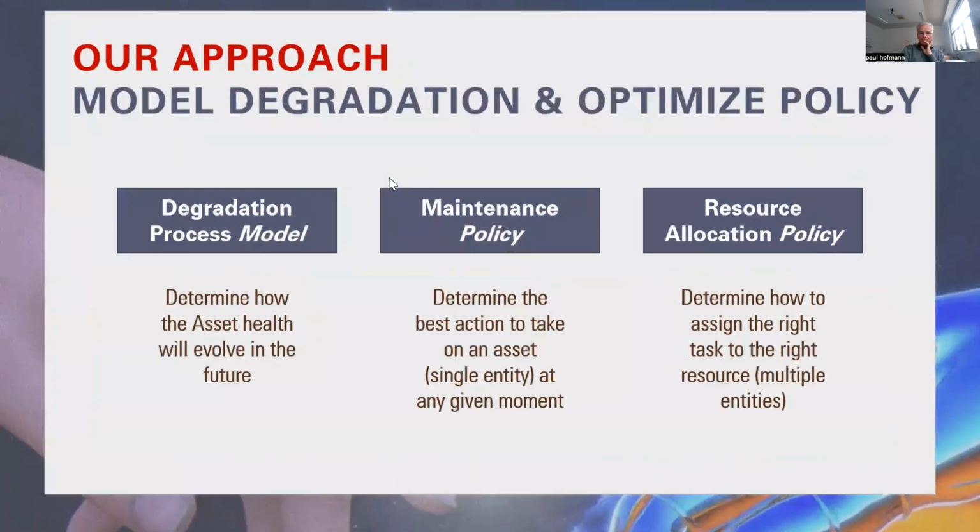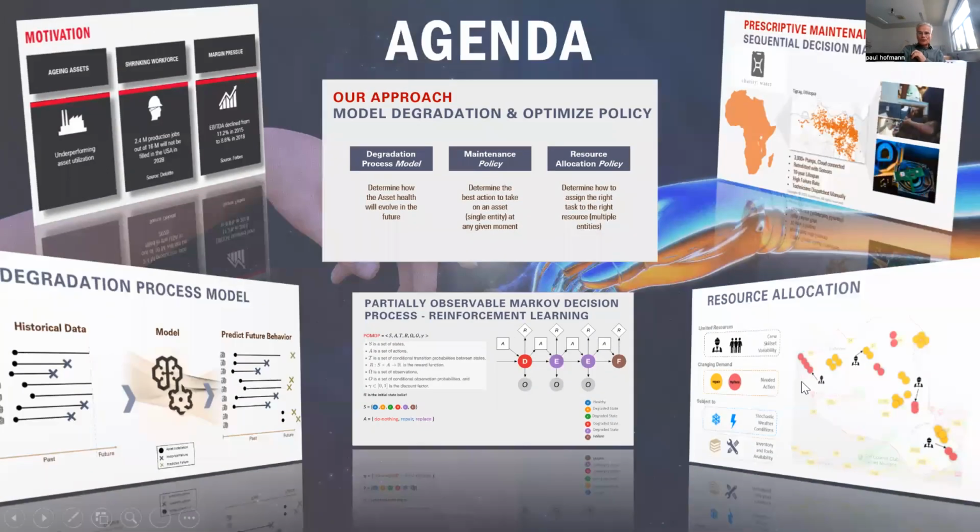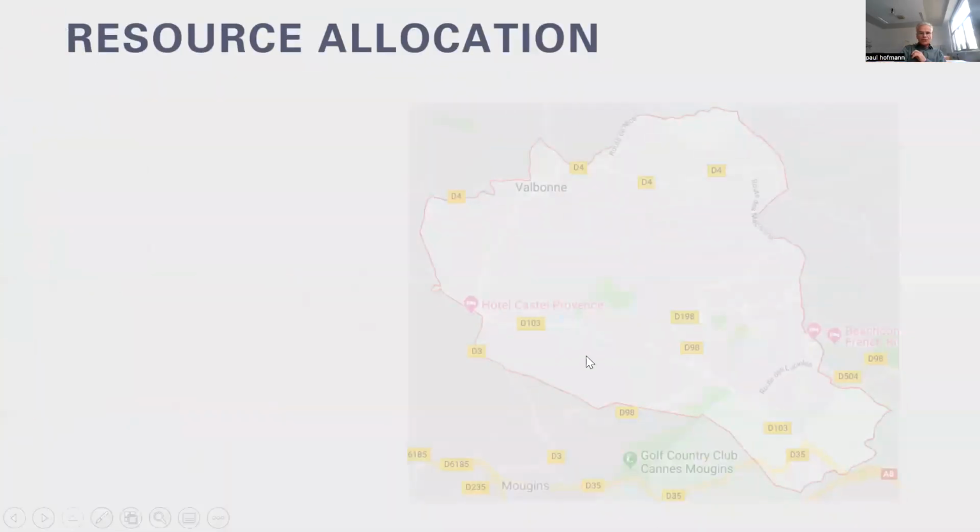You see here, we go back to this thing. This is what we're talking about. So this was our maintenance policy. We determined what we do for each individual asset. And now we come to the resource allocation problem, right? We determine what is the right task to do. So here's our resource allocation problem.